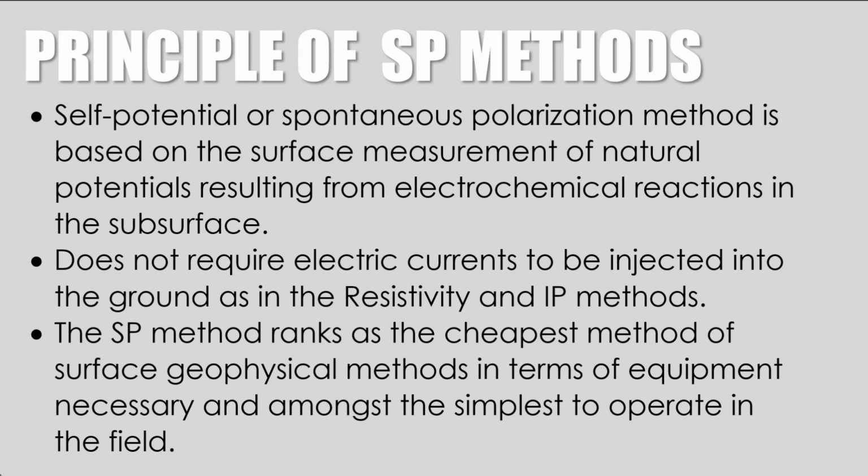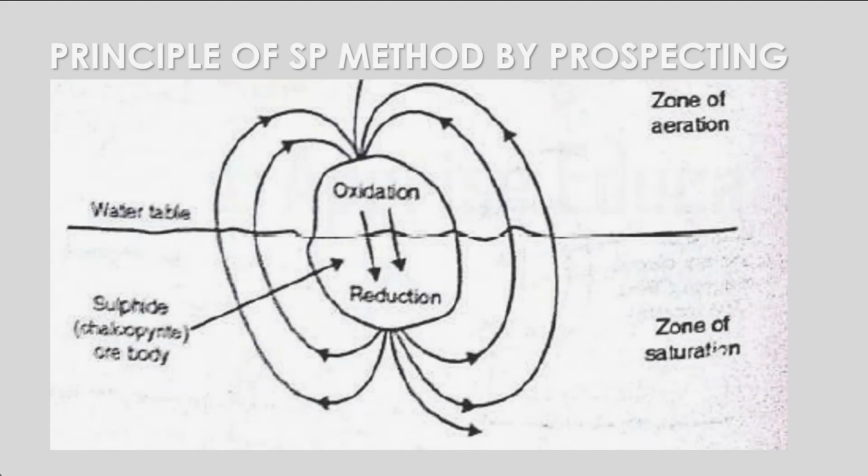Self-potential or spontaneous polarization method is based on the surface measurement of natural potentials resulting from electrochemical reactions in the subsurface. It does not require electric currents to be injected into the ground as in the resistivity and IP methods. The SP method ranks as the cheapest of the surface geophysical methods in terms of equipment necessary and amongst the simplest to operate in the field. This method of prospecting is based on the measurement of the electrical potentials naturally present in the earth. It is also known as the spontaneous polarization method, or simply the SP method.